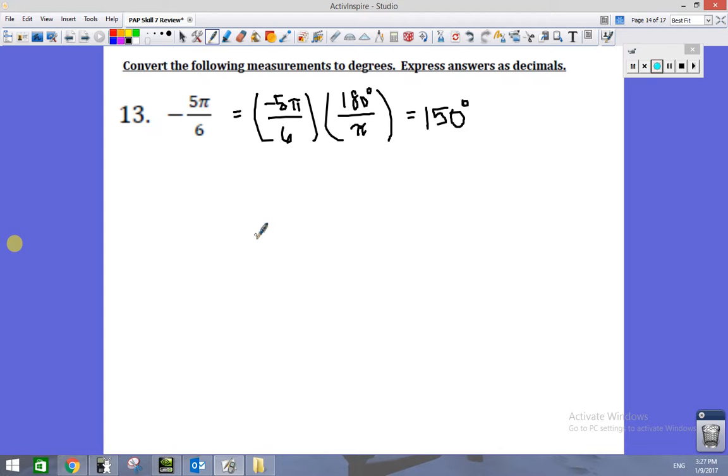Alright, so let's move on to the next. I didn't have to write it in a true decimal number: 180 divided by 6 was 30, and 5 times 30 was 150, and it was actually negative. So I did get that wrong. I made a sign error. Negative 150. Sorry about that. Alright.